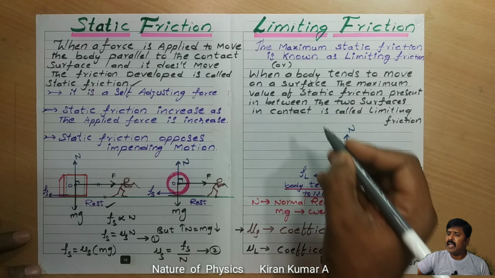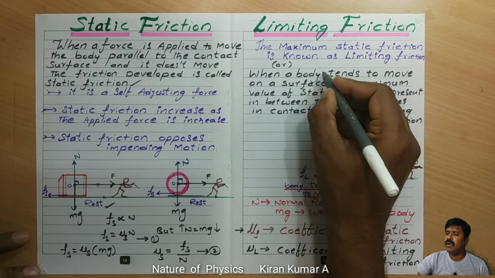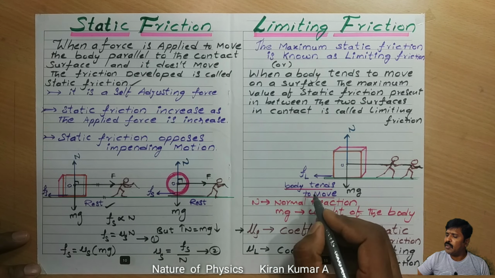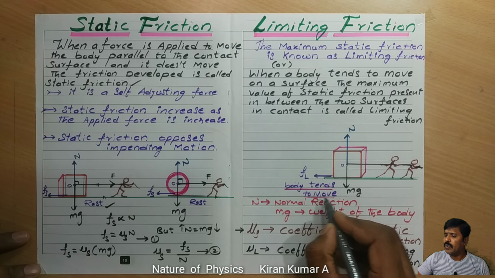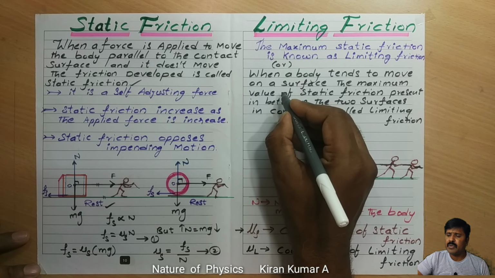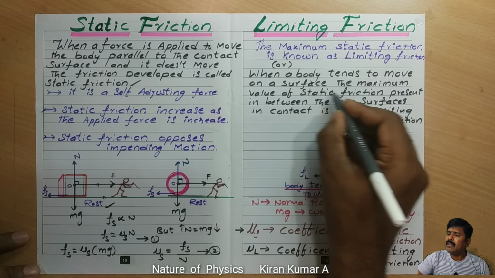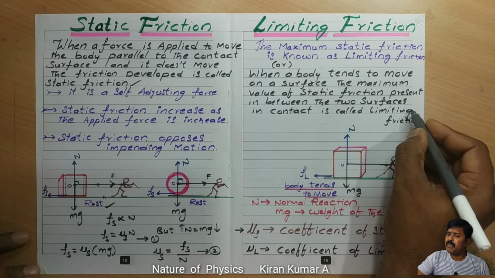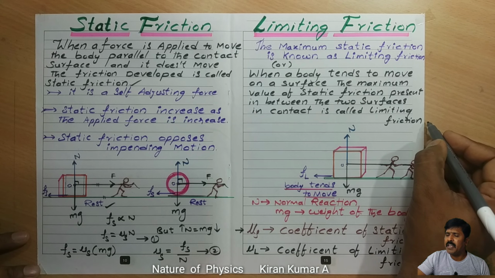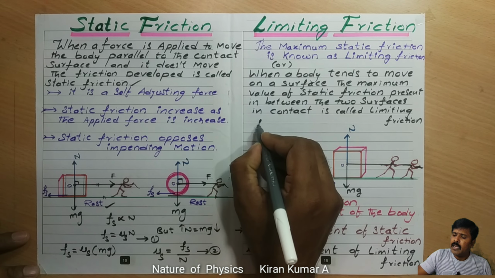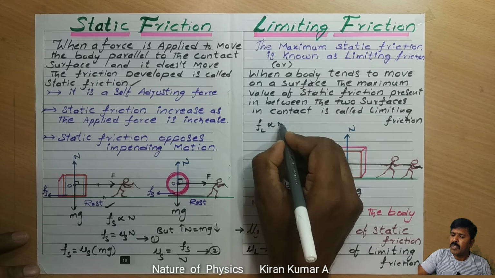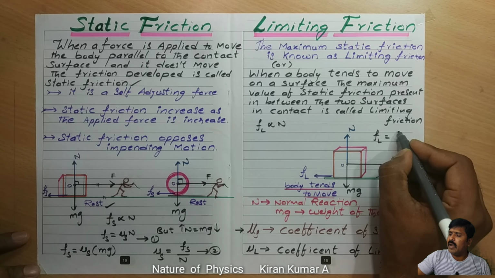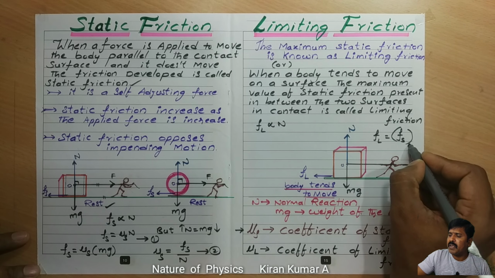Okay, students. And next, the maximum static friction is called limiting friction, students. In that position the body is ready to move; that is, the body tends to move, students. Another definition is also there: when a body tends to move on the surface, the maximum value of static friction present between the two surfaces in contact is called limiting friction, students. Here also the limiting friction is directly proportional to the normal reaction, and before that I can write that limiting friction is equal to the maximum value of static friction, students.